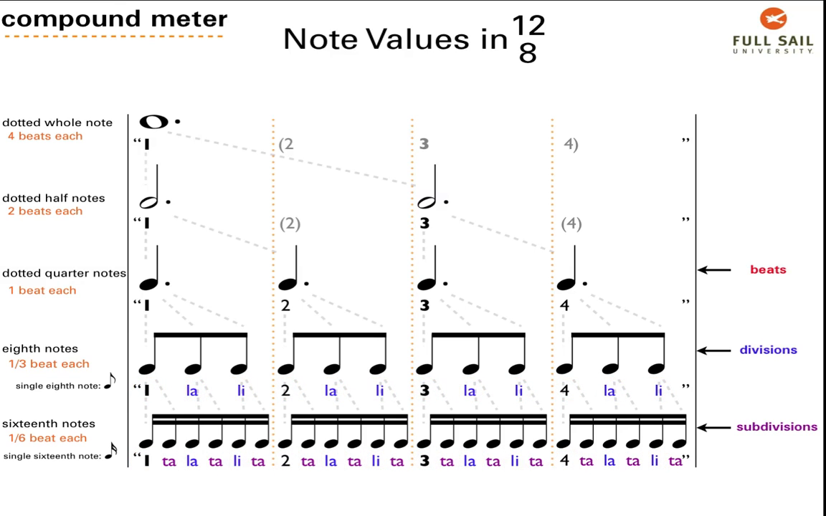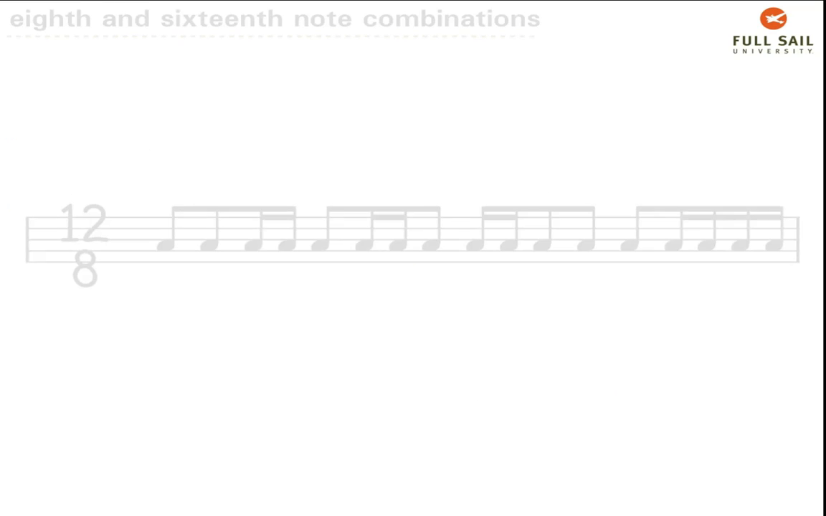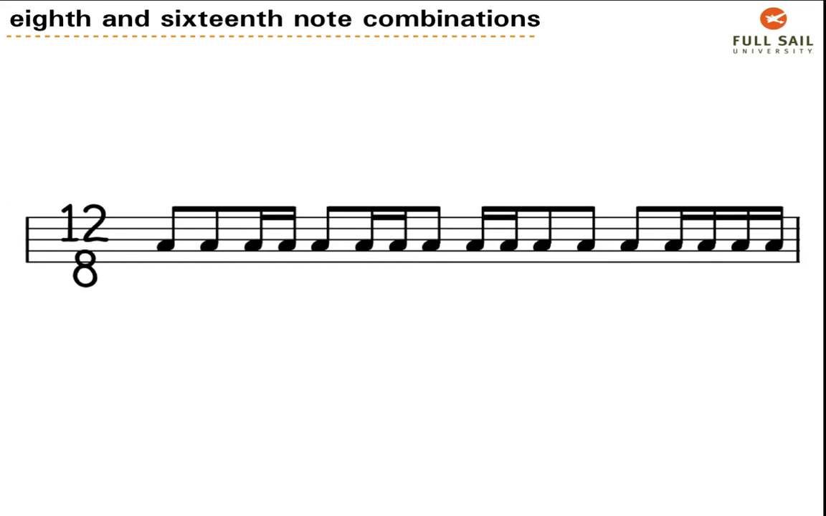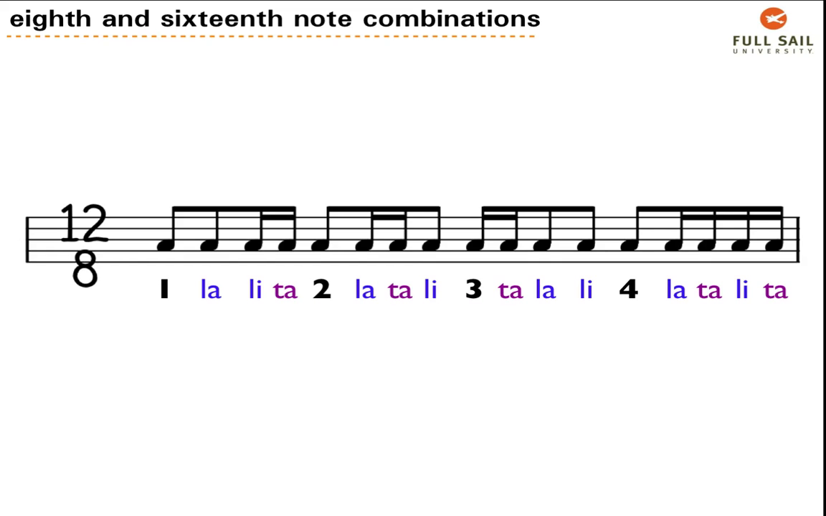The divisions and subdivisions can be combined in a variety of ways within a beat. Here are just a few possibilities. Each beat in this bar of 12/8 contains a different combination of 8th and 16th notes. This bar would be counted as follows: 1 la li ta, 2 la ta li, 3 ta la li, 4 la ta li ta.